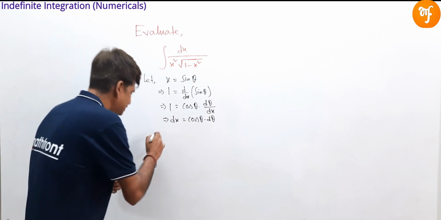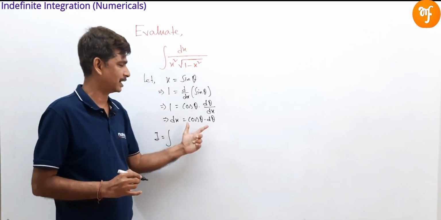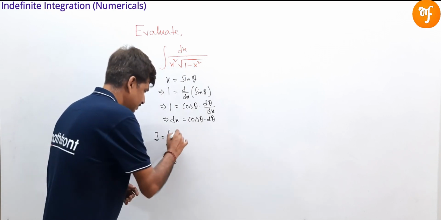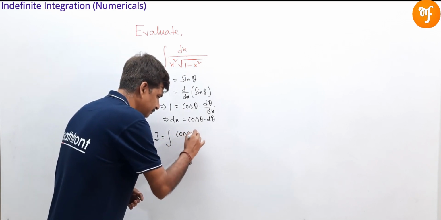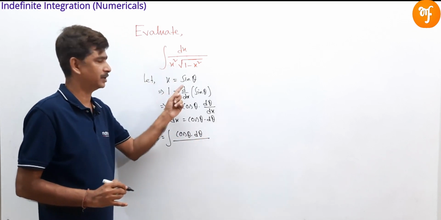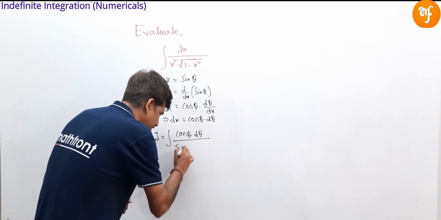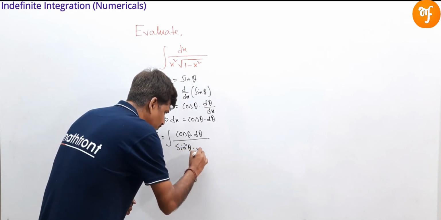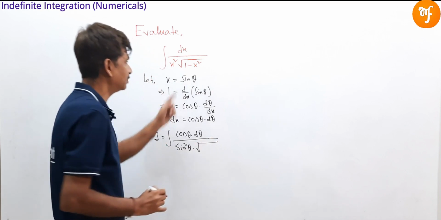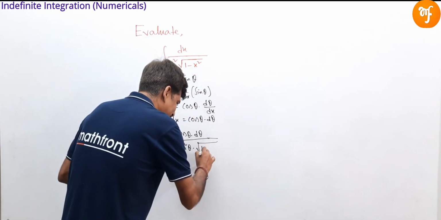Okay. Now come to the integration. Now the integration can be written as, instead of dx we can write cos theta d theta. So this is cos theta d theta at the numerator, and at the denominator instead of x square we can write sine square theta, into square root of 1 minus x square, that is 1 minus sine square theta. So 1 minus sine square theta.